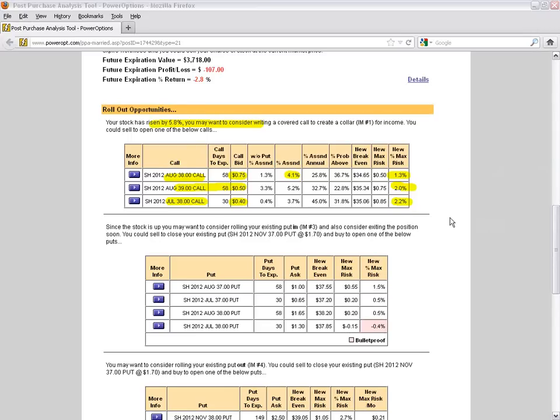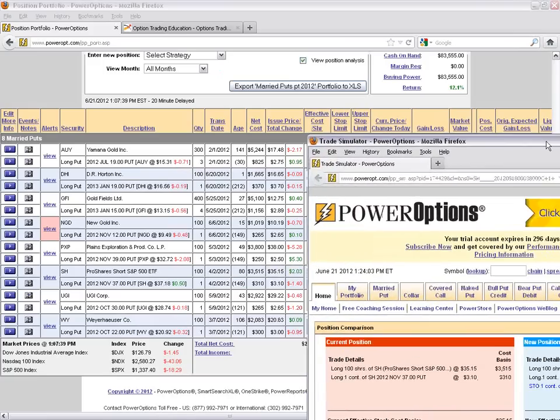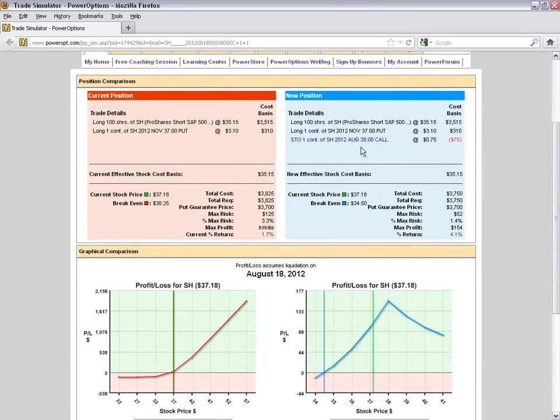My goals, well, I'm not going to liquidate now because the liquidation profit is not matching my goals for this position, but I still may want to generate income or get it closer to bulletproof status. But now I have to ask myself, what are my expectations? And to evaluate the expectations from that rollout opportunity, I'm going to link to Simulate Trade. Now I have a side-by-side comparison.